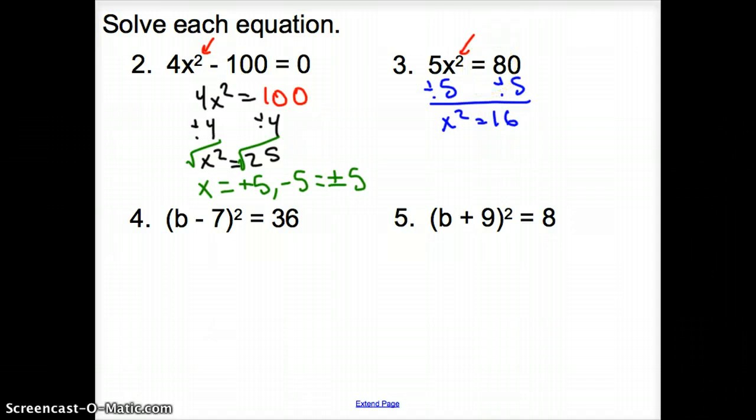How do I remove a square? I have to square root both sides, and when I square root both sides, I'm left with x equals the square root of 16. What times itself is 16? It is 4, and that's a plus or minus, because positive 4 times positive 4 is 16, and negative 4 times negative 4 is 16. Jumping down to number 4. With 4, now we have the quantity b minus 7, and that quantity squared equals 36. We'll treat this just like an x squared or a variable squared.